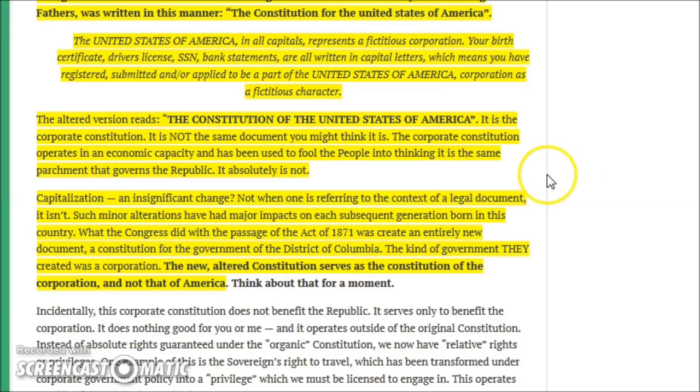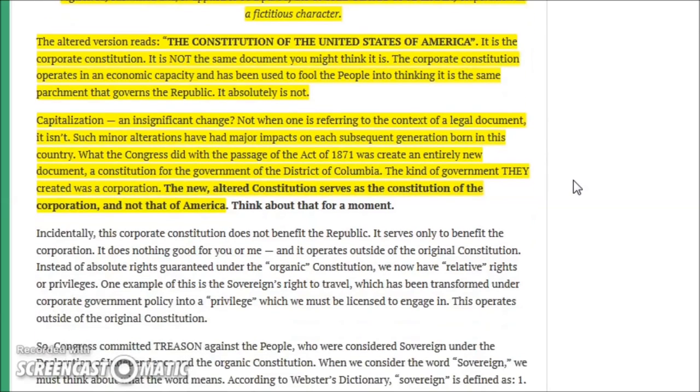It is the corporate constitution. It is not the same document you might think. The corporate constitution operates in an economic capacity that has been used to fool the people into thinking it is the same parchment that governs the republic. It is absolutely not. Capitalization is an insignificant change? No, not when it's referring to the context of a legal document.